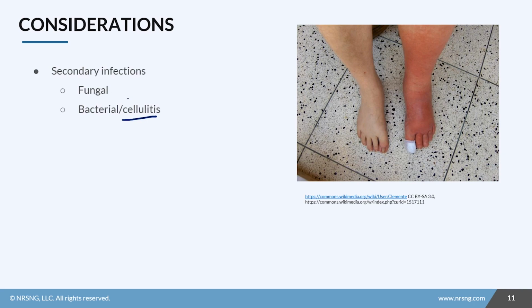Those patients that have that inverse psoriasis, you know, the psoriasis is in really moist areas of the body, so it could start to grow some fungal infections in there.